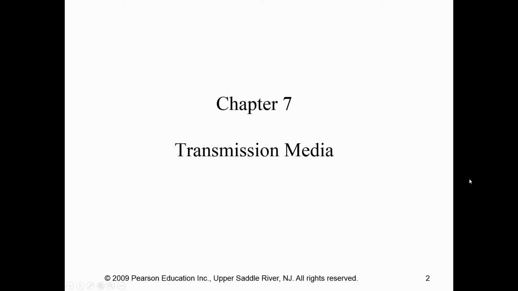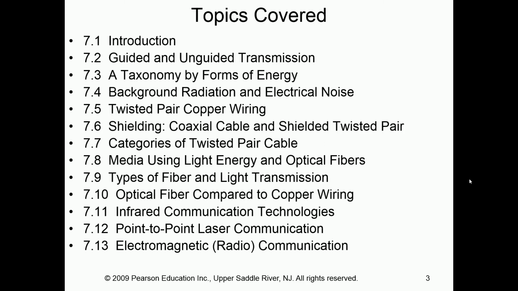So Chapter 7, Transmission Media. This is actually one of those important chapters. Here we talk about guided and unguided transmission, essentially wired versus wireless. We talked about the definitions and the forms of energy, background radiation, noise. Then we start getting more in depth between the different types of communication wiring or transmission types.